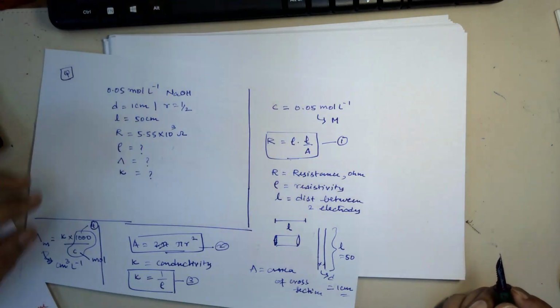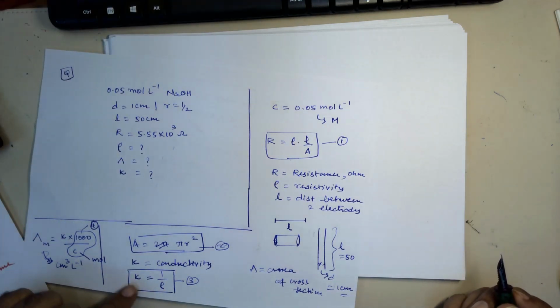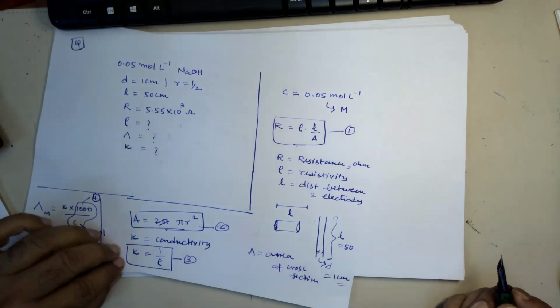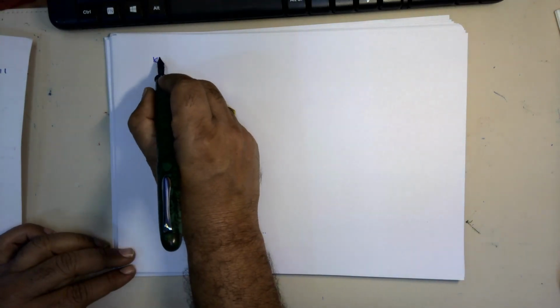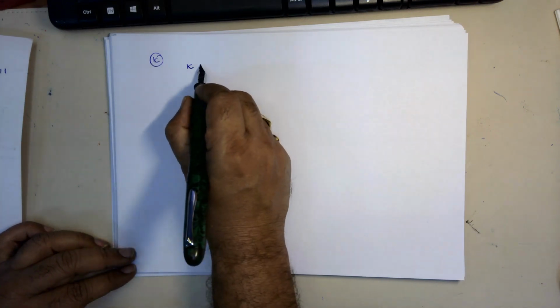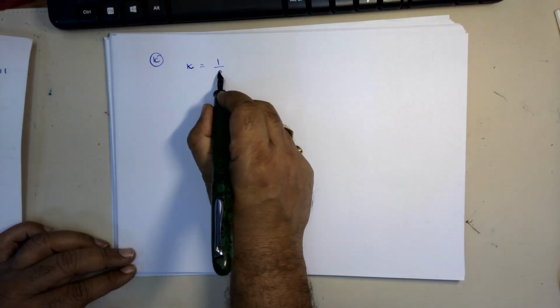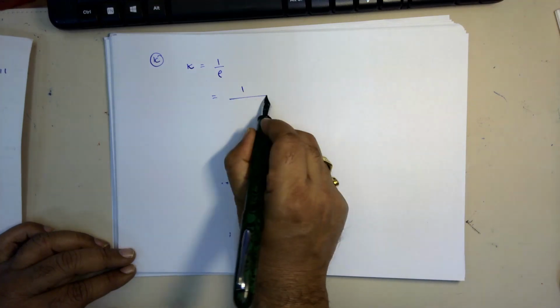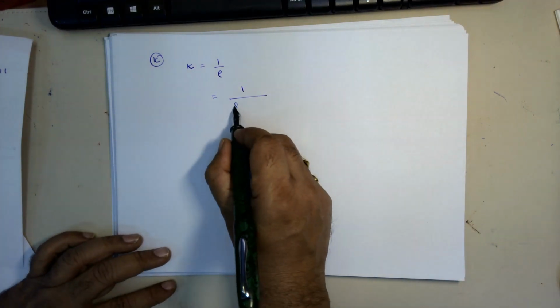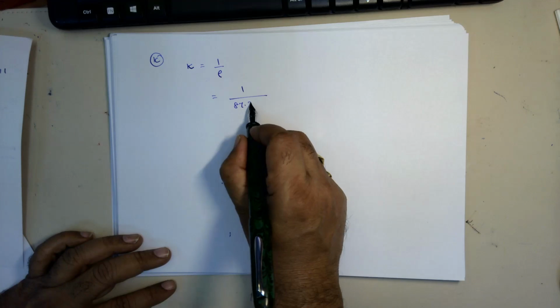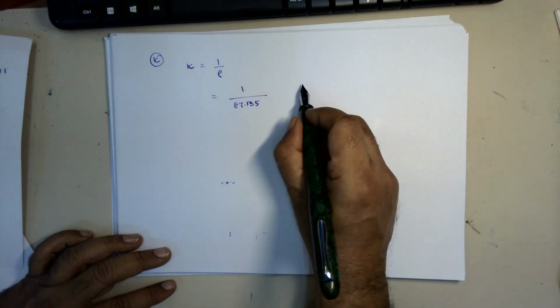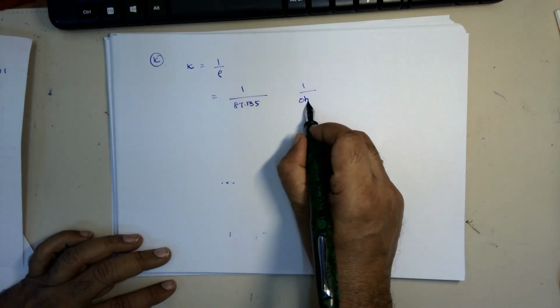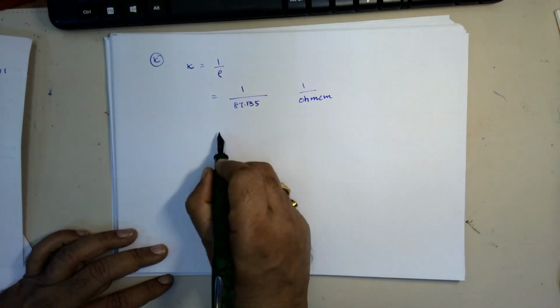Now let us proceed. What is the next question? They are asked the reciprocal of resistivity. That is kappa, conductivity. So second, kappa. Kappa is equal to the reciprocal of resistivity. So therefore 1 by 87.135, and here 1 by ohm centimeter.